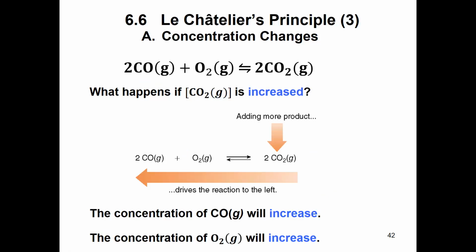What if I add more product? If I add CO2, this time I've pushed on the product side, which is going to make it go to the left. It's going to decrease this, right? Because I'm trying to undo what I did. If I added product, it has to decrease product to come back to the state of equilibrium. It's going to push this way, and so it's going to increase the concentration of the CO and the O2.